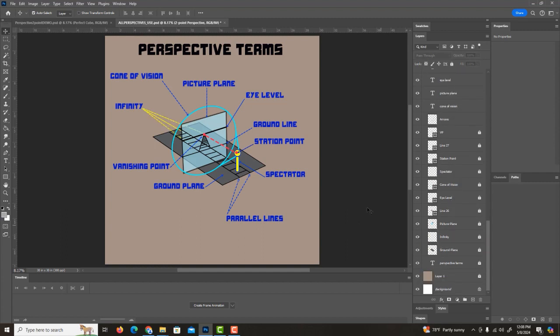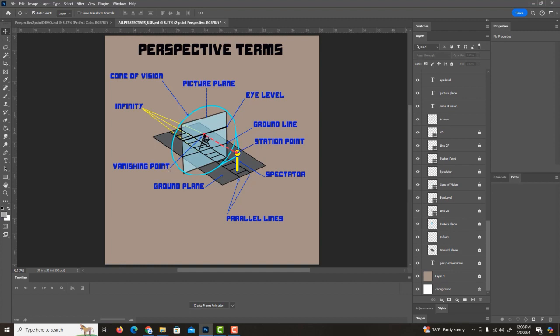So let's do a quick review of our terminology. Our viewer is the spectator in this imagery, and the eye level is the station point. That's the distance the viewer is from the picture plane. The viewer is looking at the imagery through a cone of vision, and your picture plane is placed within that cone of vision. Where the station point meets the picture plane, that's where your vanishing point is.